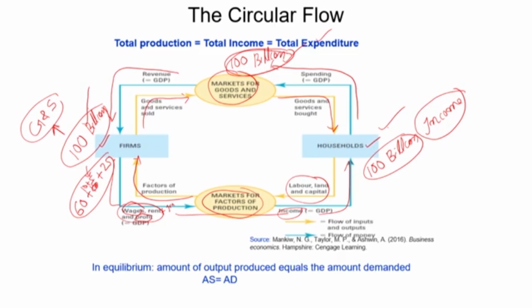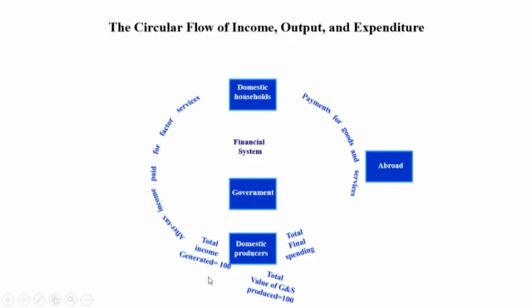So at equilibrium, the amount of output produced equals the amount demanded, aggregate supply equals aggregate demand. You can see here that we identified the total economic activity in this economy, then we measured this economic activity in 3 places: in terms of total production, total income and total expenditure. So in that way, we can use this framework to measure the GDP.